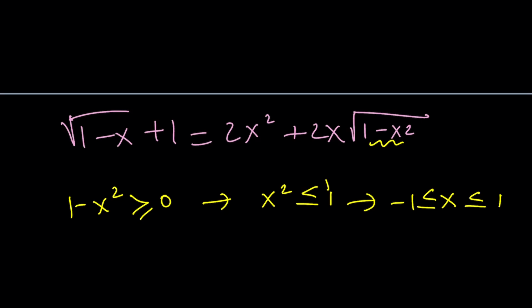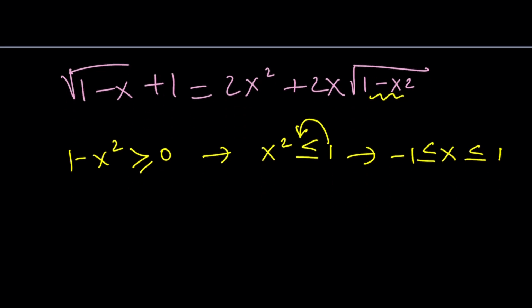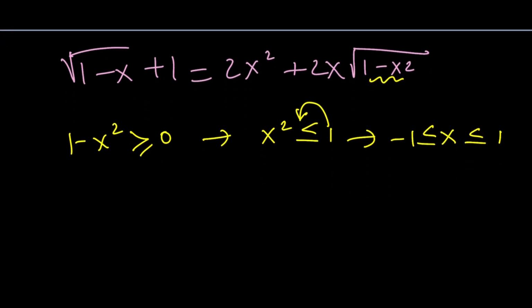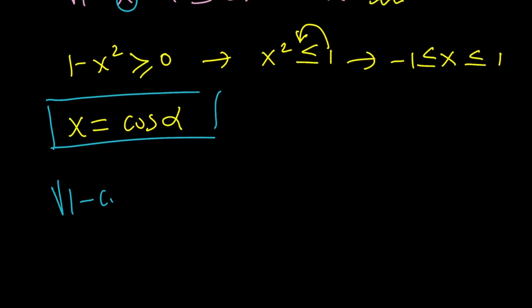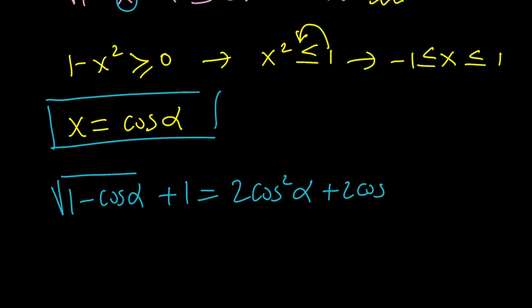Of course, you could arrive at this by subtracting 1 and factoring it, or you could use the square roots and absolute value. Make sense? You get the same thing. Now, at this point, we're going to do a hocus pocus abracadabra super duper amazing substitution, which is x equals cosine of alpha. Now, a good question would be, could we use x equals sine alpha? Again, you can go ahead and test it out. If you replace x with cosine alpha everywhere, here's what happens. Square root of 1 minus cosine alpha plus 1 equals 2 cosine squared alpha plus 2 cosine alpha multiplied by the square root of 1 minus cosine squared alpha.